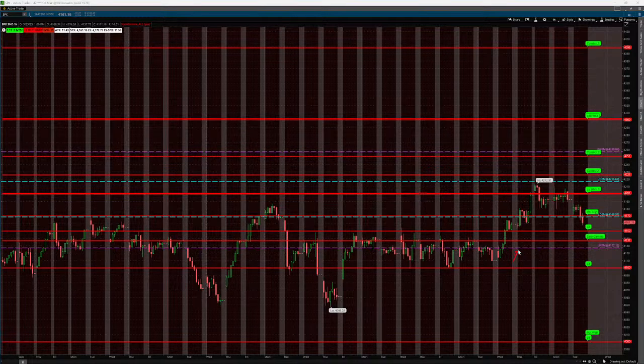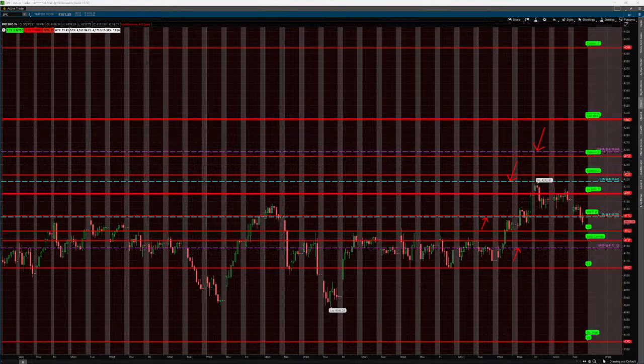So first of all, with a dashed purple line, I have the lower and upper edge of the expected move for the week. And then this dashed blue line is showing the lower and upper edge of the expected move for the day. And note that SPX is trading below the lower edge of the expected move for the day.